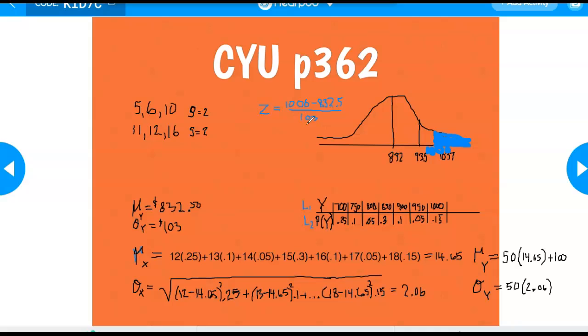1,000 minus the mean, divided by standard deviation, 1.62, 1.63. So I'm going to look up that z-score, a z-score of 1.63, and that'll give me my area to the left. It's always the left tail area.